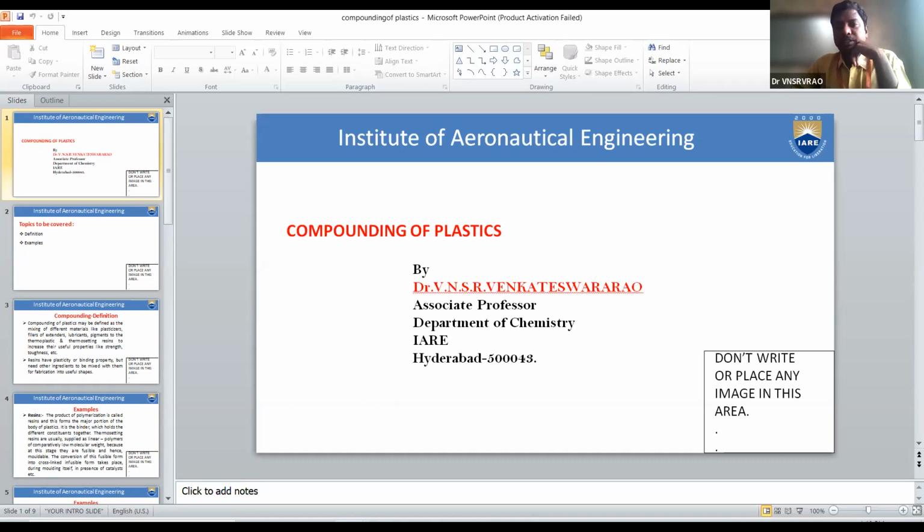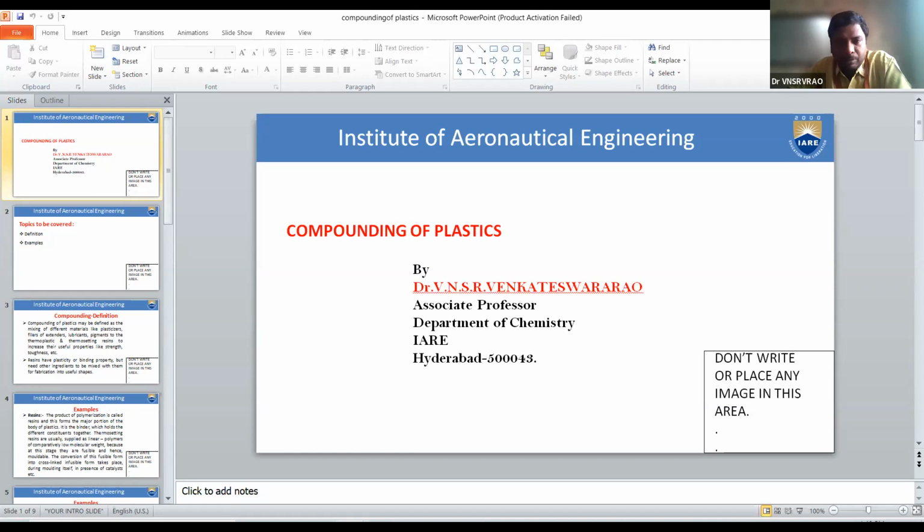See the definition. Compounding of plastics may be defined as the mixing of different materials like plasticizers, fillers or extenders, lubricants, pigments to the thermoplastic and thermosetting resins to increase their useful properties like strength and toughness. So first of all, we remember the definition for thermoplastic and thermosetting resins. These two are the two types of plastics, thermoplastic and thermosetting.